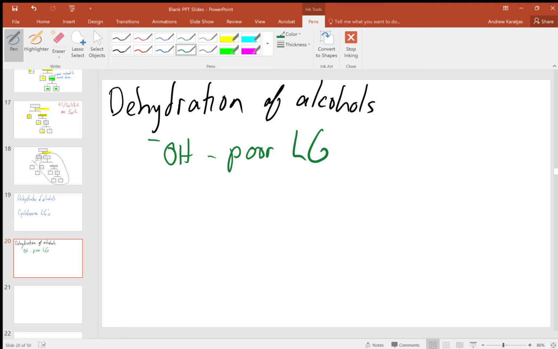Now, that by itself isn't enough of a reason to make us single it out. There's many other things that are poor leaving groups that we're not going to spend any significant periods of time talking about. So why alcohols? Well, as you're going to see starting in a couple weeks, we're going to spend about half of this course on carbonyl chemistry.